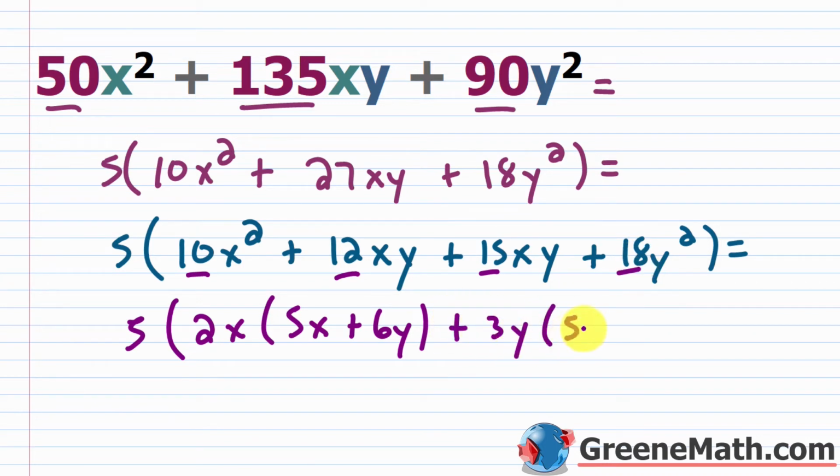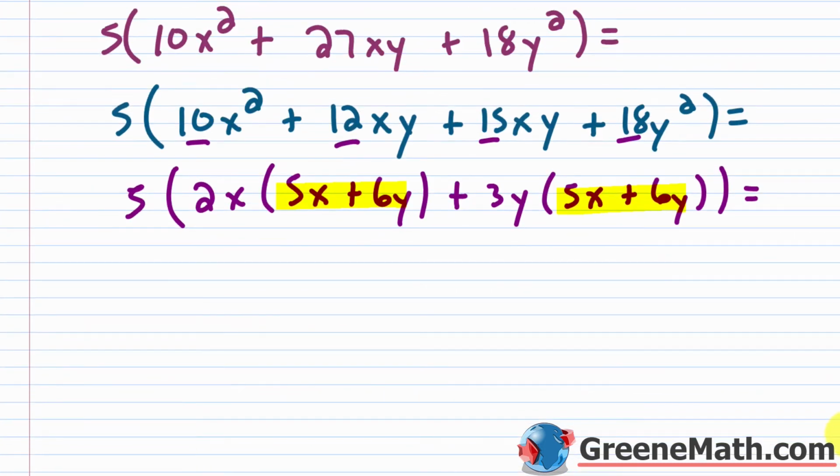And then inside, I'm going to have 5x plus 6y. So you see that it worked out. We still have this common binomial factor. In this case, it's 5x plus 6y, so you have the two variables involved. But again, it was no harder. We just found our numbers that we were looking for, and we did our normal procedure.